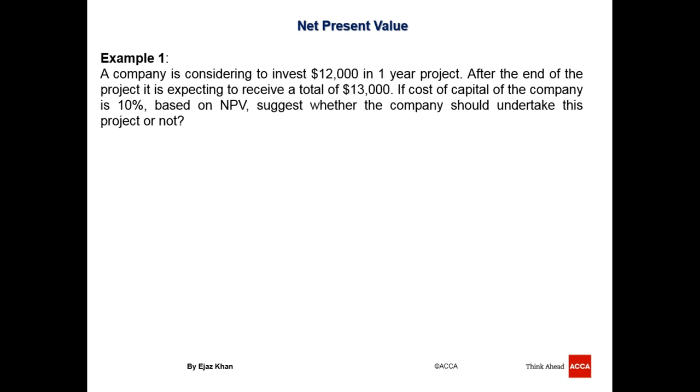A company is considering to invest $12,000 in a 1 year project, at the end of which it is expecting to receive a total of $13,000. If the cost of capital of the company is 10%, based on the NPV, suggest whether the company should undertake this project or not. Just go ahead and calculate the net present value of this project.